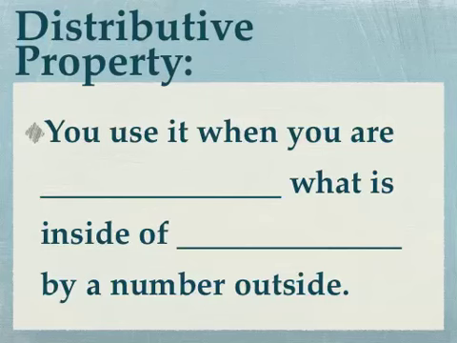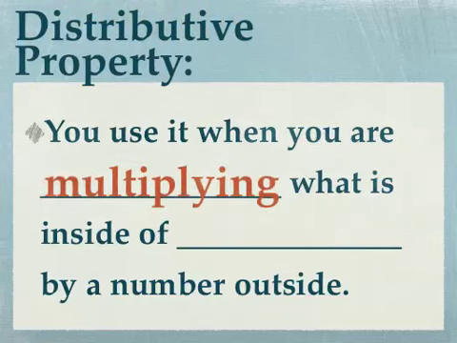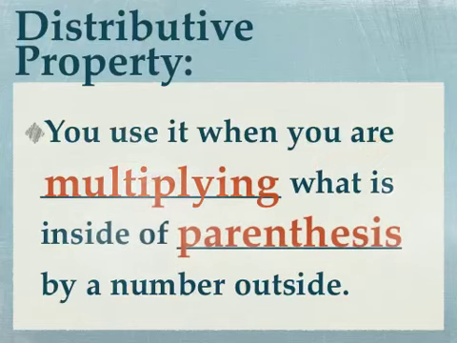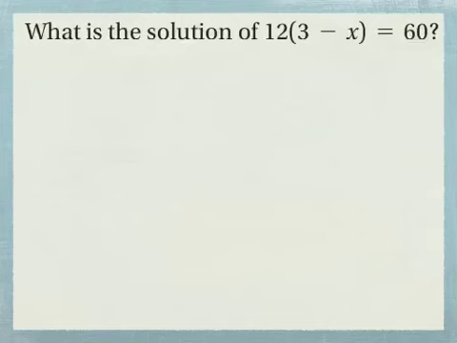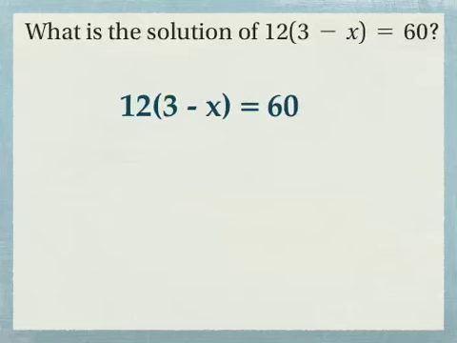The distributive property, you're going to use it when you are multiplying what is inside of parentheses by a number that is on the outside of parentheses. If you notice in this example, it says, what is the solution of 12 parentheses 3 minus x equals 60? Start with your problem. I need to distribute this 12 on the outside of the parentheses, and I need to multiply 12 times 3 and 12 times negative x.